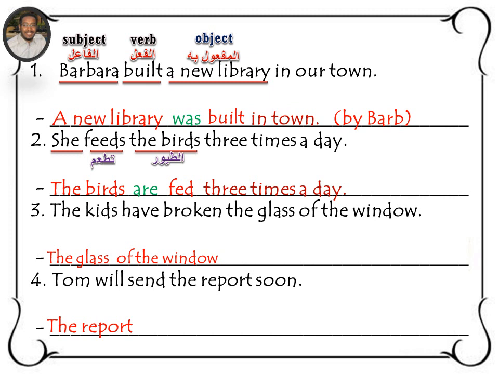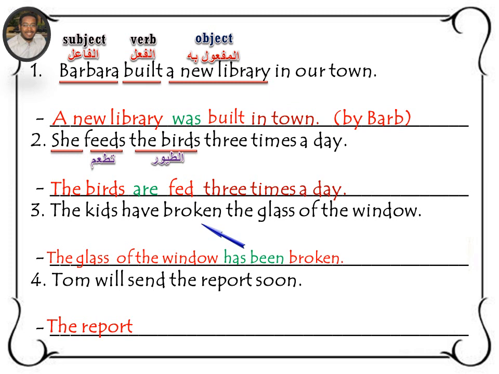Now, number 3. The kids have broken the glass of the window. So step number 1 is done, the glass of the window. Step number 2. Very nice. Has been. Can you tell us why? Very good, because the active verb is in present perfect. Have broken. Okay, next step.